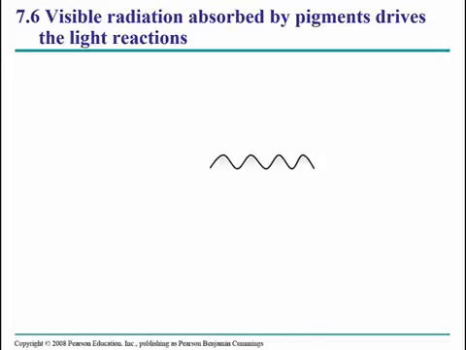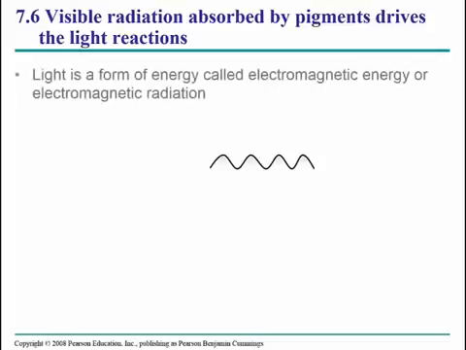This is a representation of a wavelength of light. You sort of think of it like a jump rope being pushed up and down. Right, light is actually a form of energy, and that's important to understanding what's going on with photosynthesis. It's solar energy. It's light energy. It's also called electromagnetic energy or electromagnetic radiation.